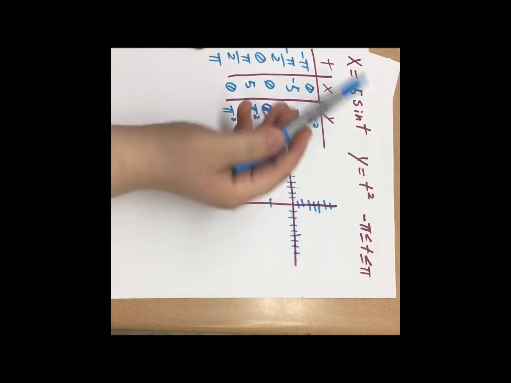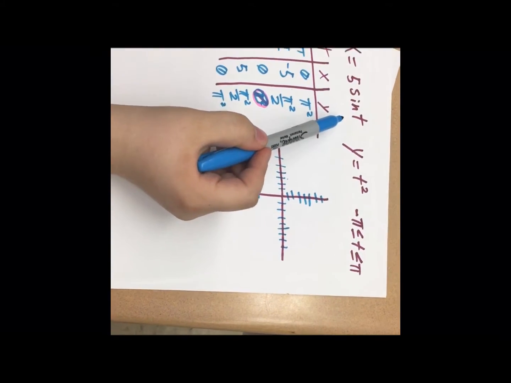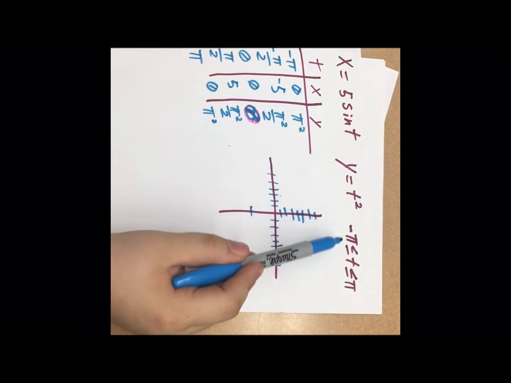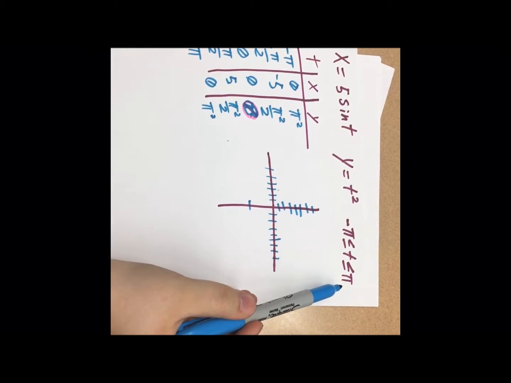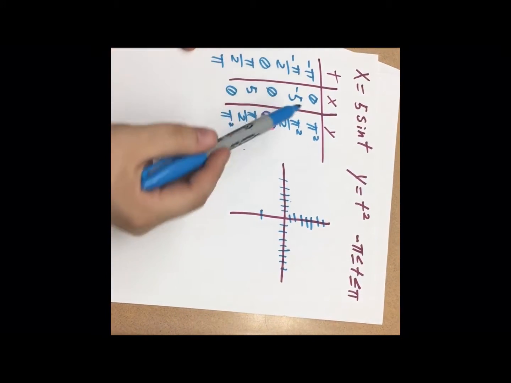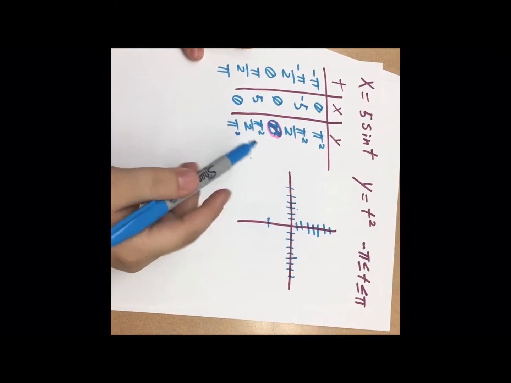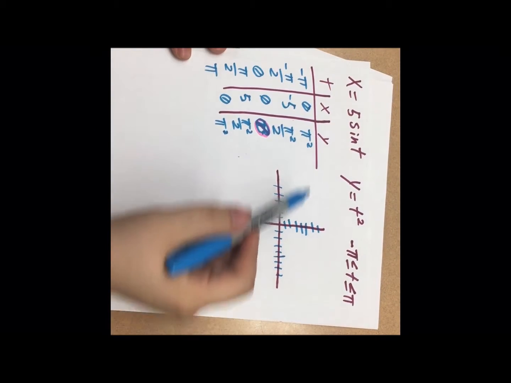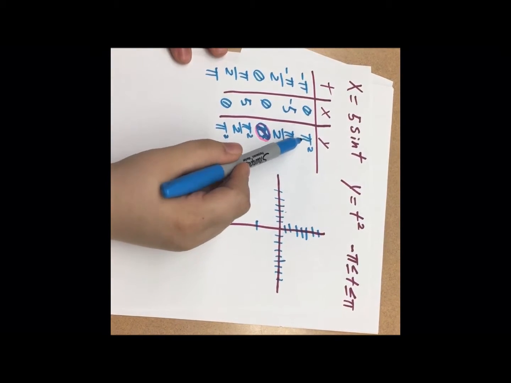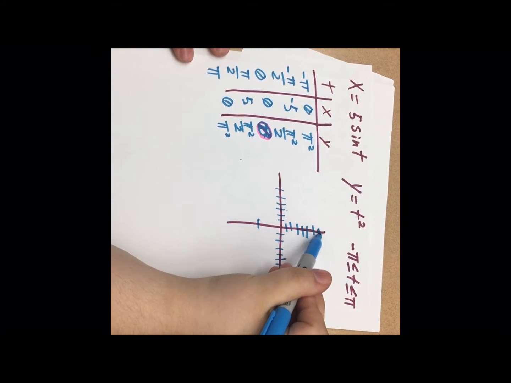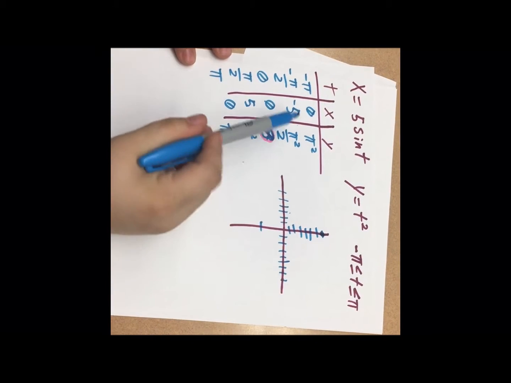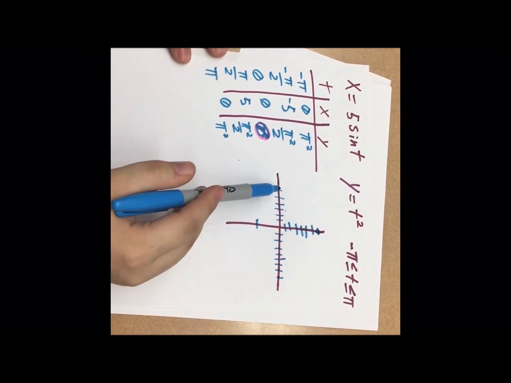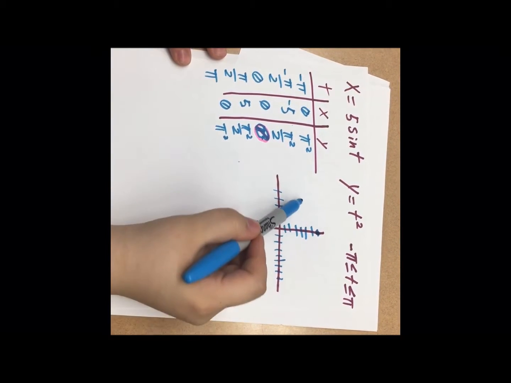Now, in our problem, x equals 5 sine t and y equals t squared. T is in between negative pi and pi. I've gone ahead and filled out all the coordinates, so all that's left to do is graph it. So x equals 0 and y equals pi squared, which here is about 10. X equals negative 5 and y equals pi squared over 2, which is about 5.